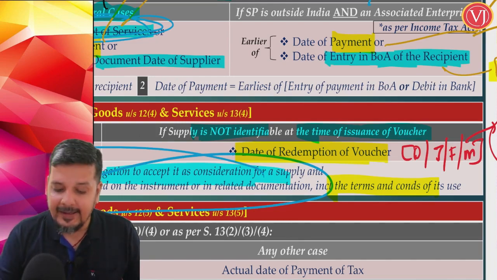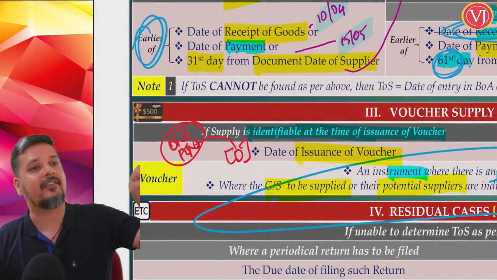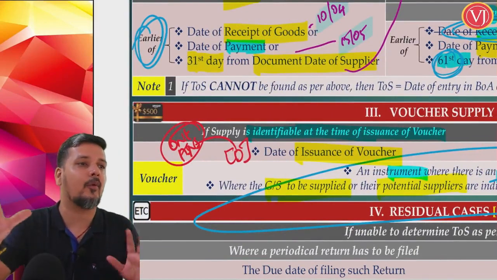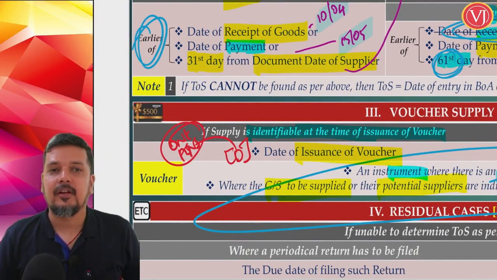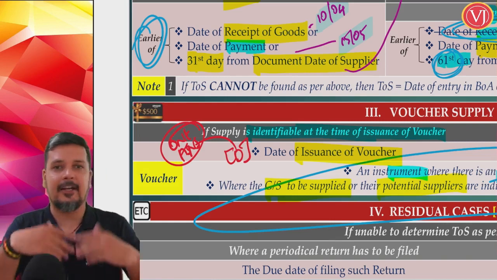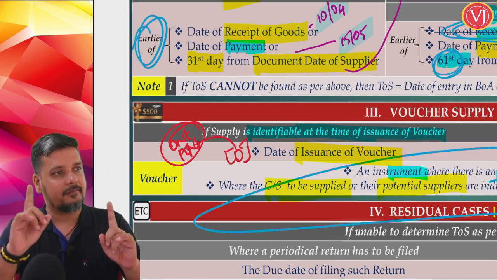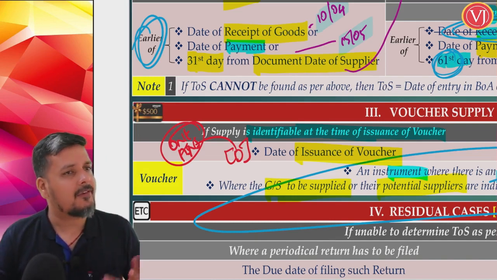So when supply is identifiable at the time of issuance of voucher itself, when it is very clear that the rate is going to be so and so, what is the answer? What is the time of supply? Date of issuance. Now employees redeeming the voucher is not relevant. They may redeem at different points of time, but GST will be paid entirely in the month of issuance. Time of supply is December.